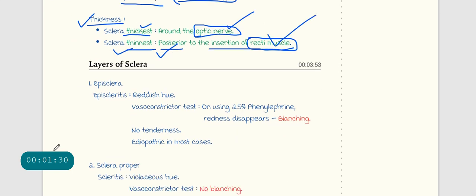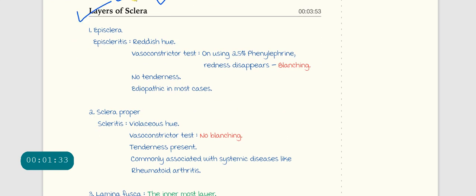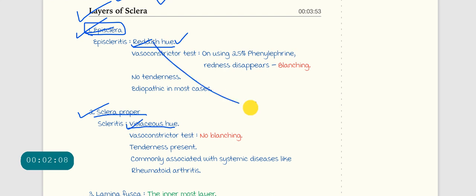Now, what are the layers of the sclera? As we discussed in the cornea, here also there are some layers. The first is the episclera, which has a reddish hue. The sclera proper has a violaceous hue. So you see two hues, in the episclera and the sclera proper. These reddish and violaceous colors help us diagnose inflammatory conditions.